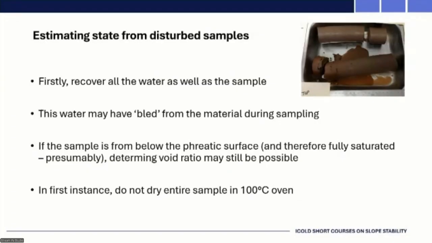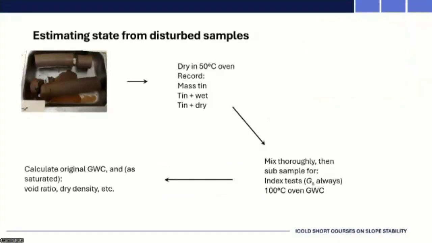I think it's probably not, because the further you are from that critical state line, the more brittle you are probably going to be as well. But again, if you're not doing numerical modeling, then maybe it doesn't matter. Now we suggest, firstly, don't dry it all in a 100-degree oven, because you then change the character of the material, perhaps. You might change some aspects of the fines in the material. In particular, you might have some effect on the specific gravity.